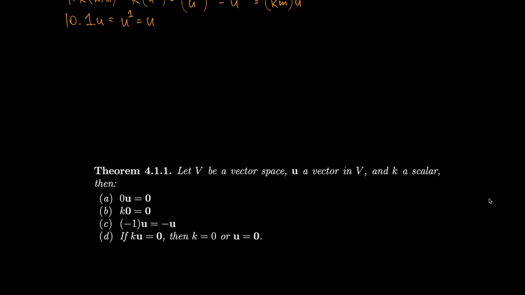We'll conclude by mentioning that if V is a vector space, u is a vector in V, and k is a scalar, then 0 times u is the 0 vector. We didn't formally state that we required that, but it follows as a consequence of the other axioms. Any scalar times the 0 vector will also be the 0 vector. If we take negative 1 and multiply it by u, we'll always get the negative u vector. And if ku is 0, then k must either be the 0 scalar or u must be the 0 vector.